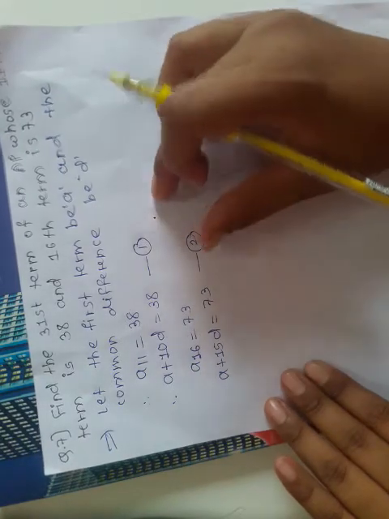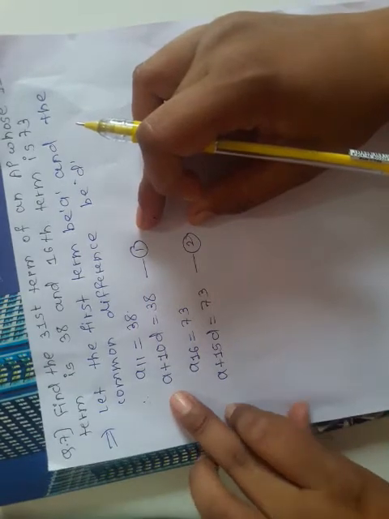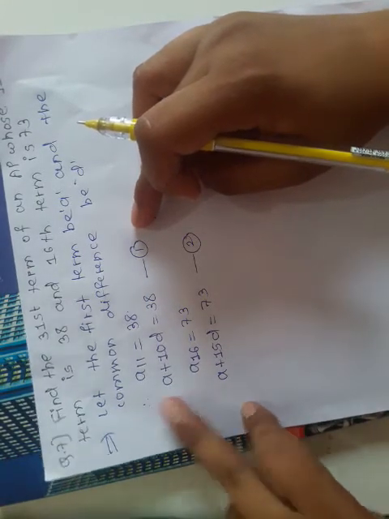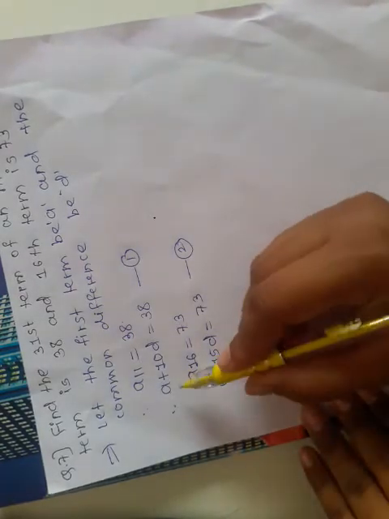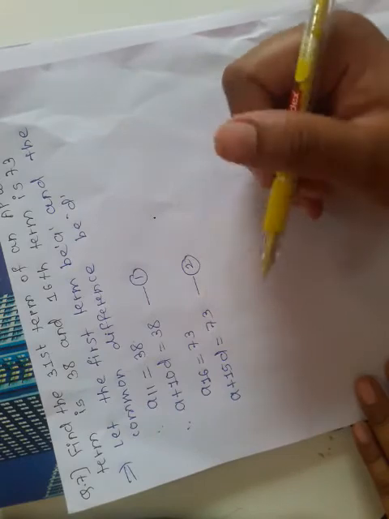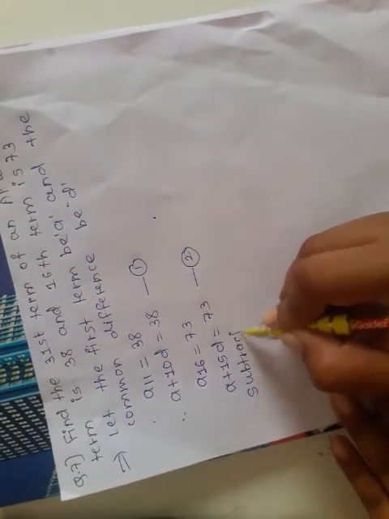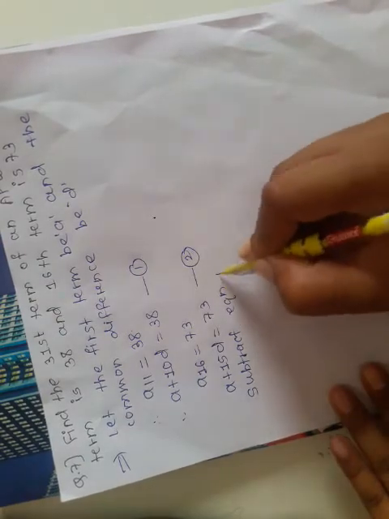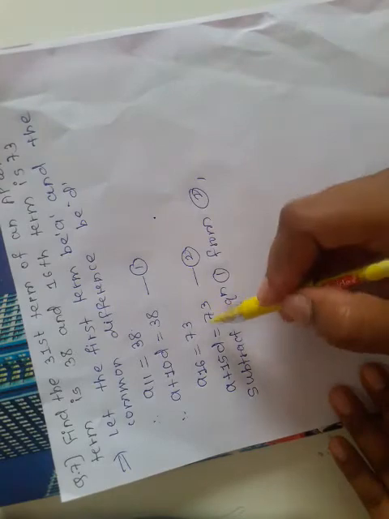Substitution method, elimination method, or reducing the equation. Here, see clearly, we can eliminate A because the coefficient of A is the same in both and their signs are also the same. So we have to subtract equation 1 from equation 2. Write down, subtract equation 1 from 2.